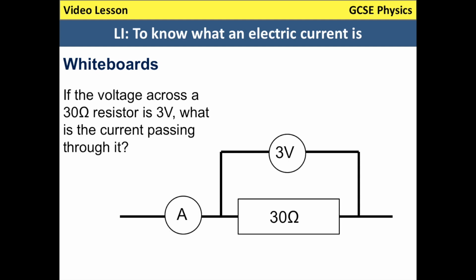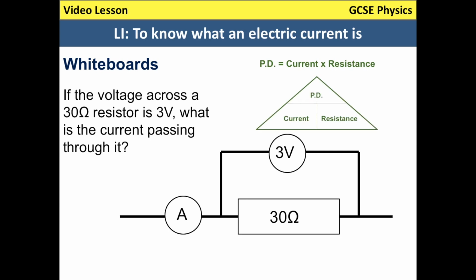Question number 4: if the voltage across a 30 ohm resistor is 3 volts, what is the current? So to work this one out, again we're using the same equation, we're always using this one today. You would need to draw a triangle. Now, when you cover current up to find out how PD and resistance are related, you've got PD on top of resistance, so you do potential difference divided by resistance. That means you would do 3 divided by 30, which gives you the correct answer of 0.1 amps.